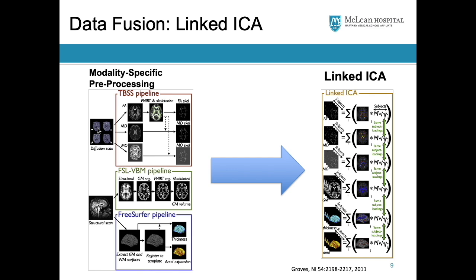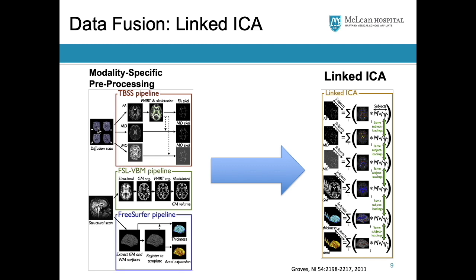So the data fusion approach we use is linked ICA, and this cartoon from Groves in 2011 shows that you process each MRI data type, so diffusion and structural MRI shown here, through the standard processing pipelines to identify FA, MD, and MO tensor mode maps in this case, gray matter concentration, pial surface area, and cortical thickness, for example, for each participant.